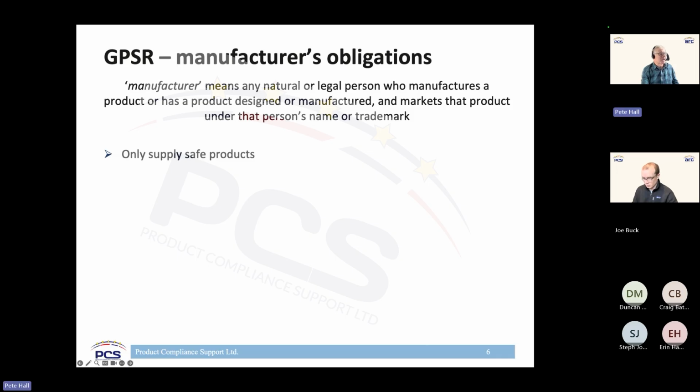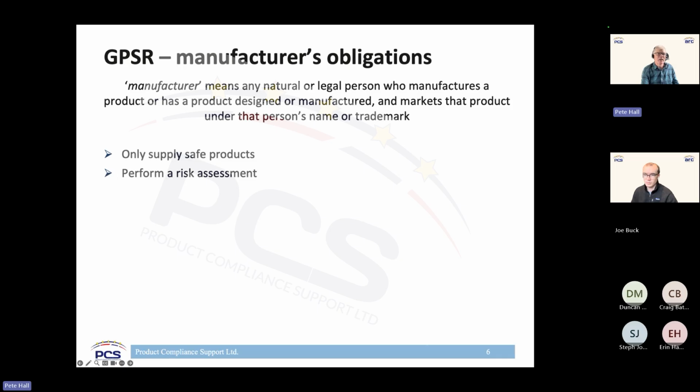And so your main obligation is the general safety requirement, only to supply safe products. Other things, so performing some sort of risk assessment. A risk assessment has a wide range of meanings. It can be the exercise of identifying hazards and estimating the risks from them and thinking of control measures for them.